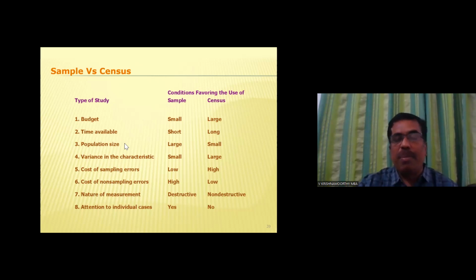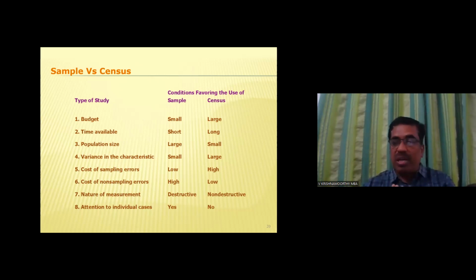Similarly, let's take population size is large. Say, for example, let's take India's population. Even some studies say that our contribution to the entire world.